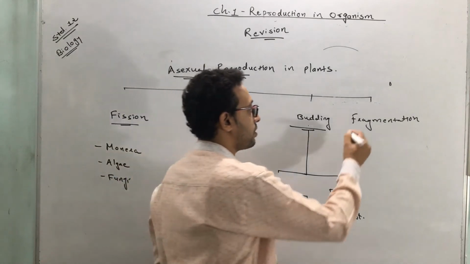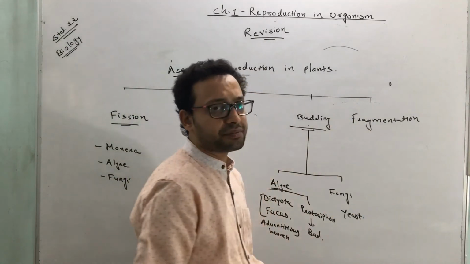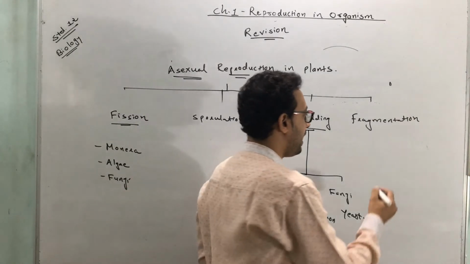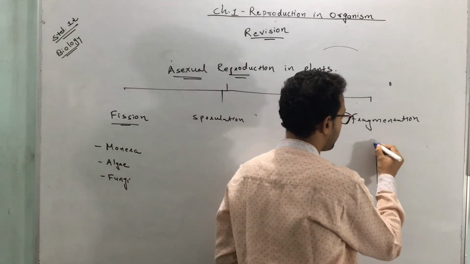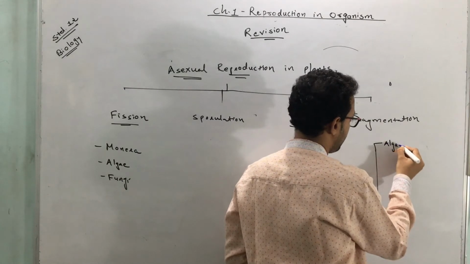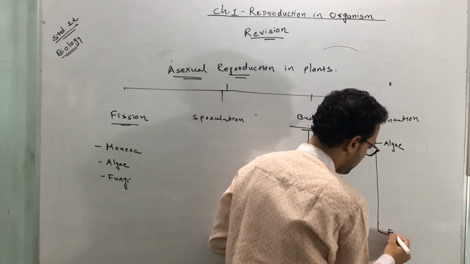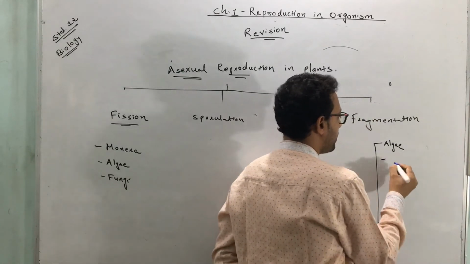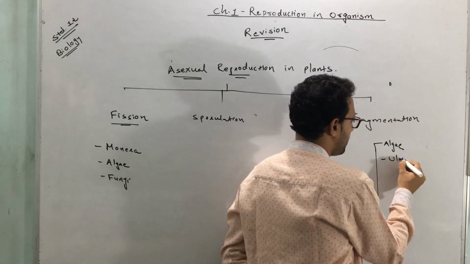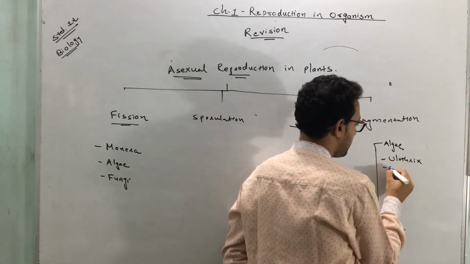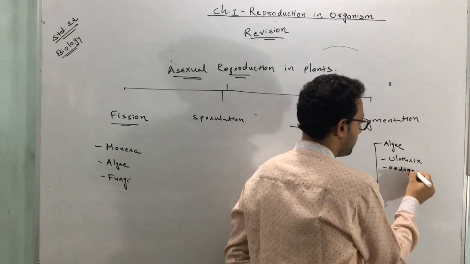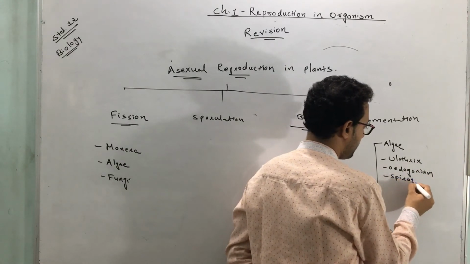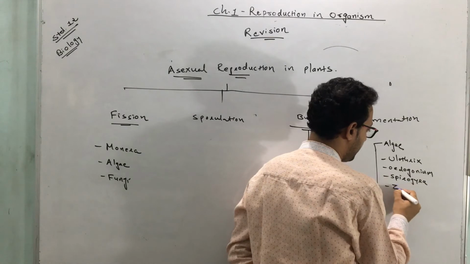Now fragmentation. In fragmentation, fragments are going to be produced. And which living organisms? Algae and fungi. Which algae? The algae which reproduce by fragmentation are Cladophora, Oedogonium, Spirogyra and Zygnema.